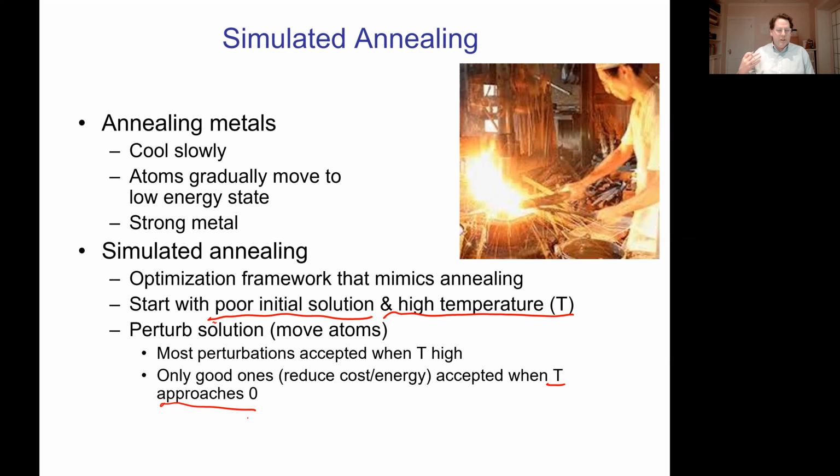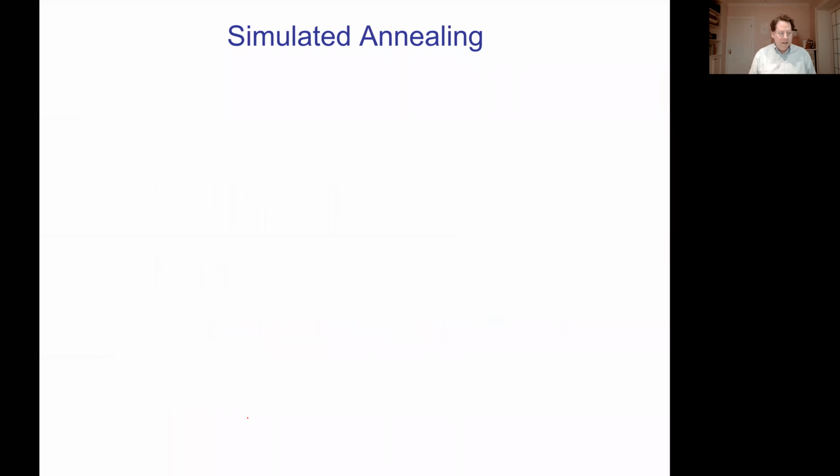When the temperature is zero or very close to zero, basically only perturbations that reduce your travel time would be accepted. But early on, when the temperature is high, you accept a lot of perturbations because you're trying to explore the state space. In annealing metals, this works better. You get a stronger metal by slowly cooling it than by taking a red hot bar of metal and sticking it in water, because you're giving the atoms time to find a low energy state. And it's exactly the same thing you can do in a computer program. Okay, so that's the analogy.